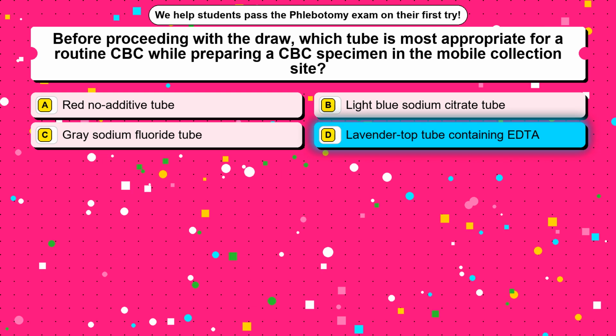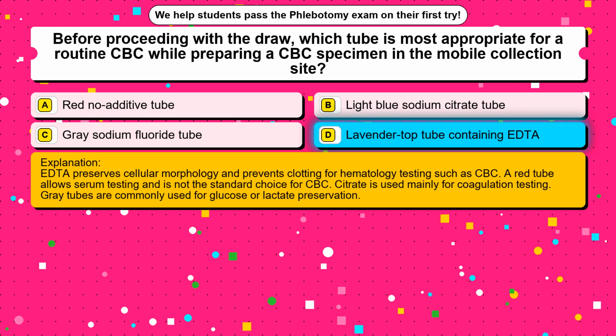Lavender top tube containing EDTA. EDTA preserves cellular morphology and prevents clotting for hematology testing such as CBC. A red tube allows serum testing and is not the standard choice for CBC. Citrate is used mainly for coagulation testing. Gray tubes are commonly used for glucose or lactate preservation.